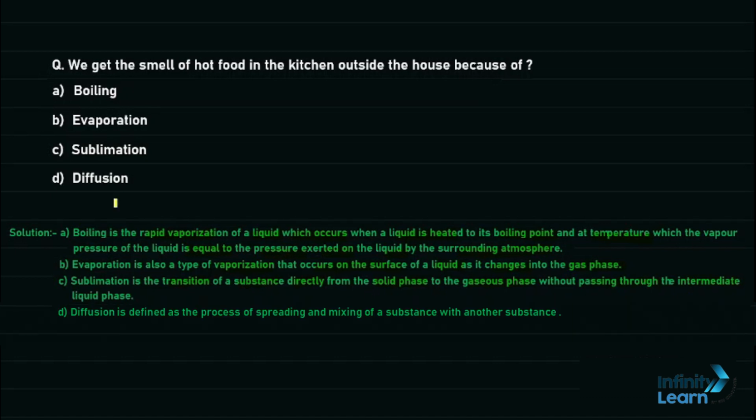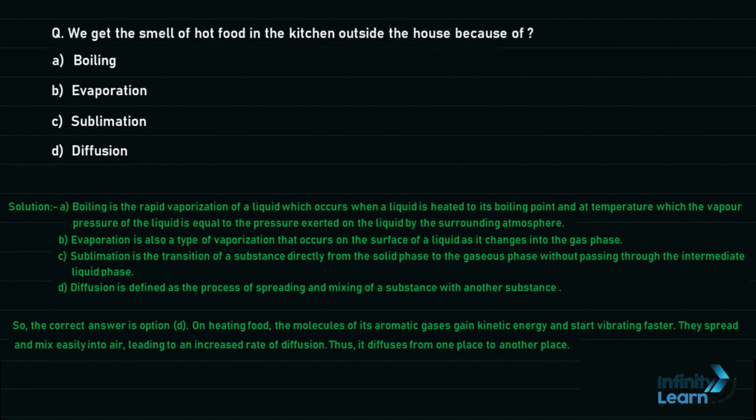And now if we talk about diffusion, then diffusion is defined as the process of spreading and mixing of a substance with another substance. Like in this case, when food gets cooked, it releases some aromatic gases into the air. Then the molecule of these gases spread and mix with air molecules. So when this air reaches our nose, we get the smell of food, and this process is known as diffusion.